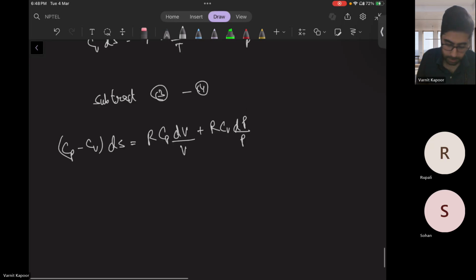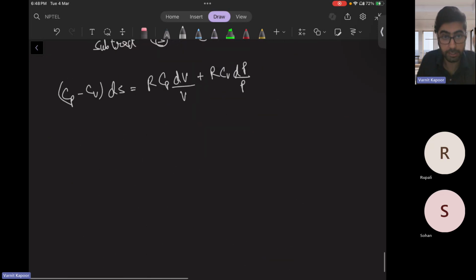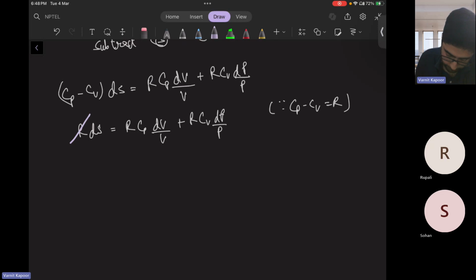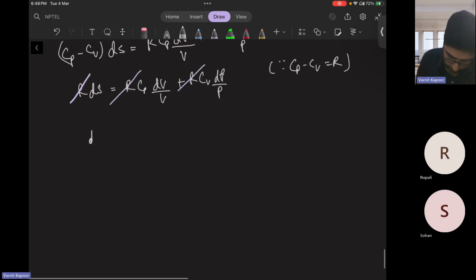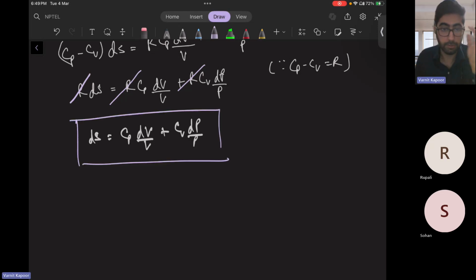And you know what we had to prove? dS is Cp dV by V plus Cv dP by P. So what is Cp minus Cv? Cp minus Cv is R. We have proved Mayer's equation. So this is R dS equals R Cp dV by V plus R Cv dP by P, since Cp minus Cv is R. So this R cancels out everywhere. Therefore, our final equation is dS equals Cp dV by V plus Cv dP by P. And this was the required thing to prove. Hence proved. I hope there are no doubts.